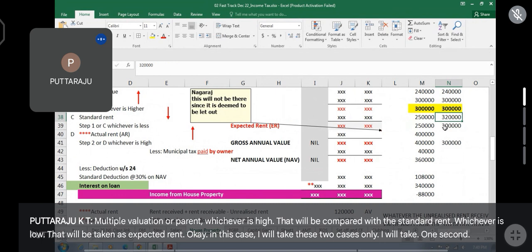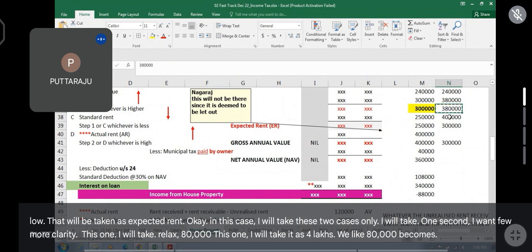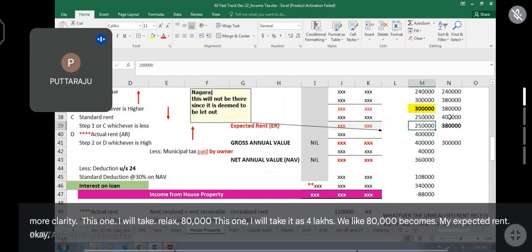One second. I want a few more clarity. This one I will take as 3,80,000. This one I will take as 4 lakhs. 3,80,000 becomes my expected rent. Okay, these two I will compare. Okay, see.